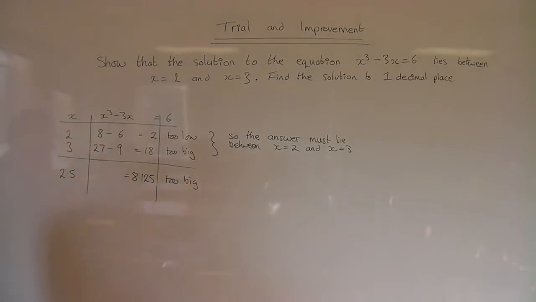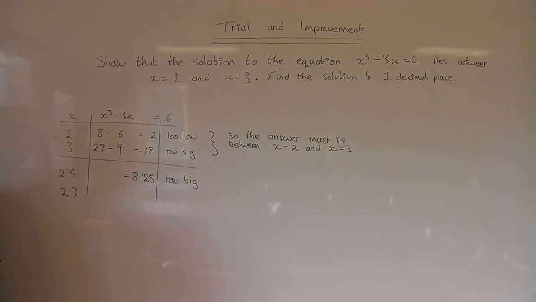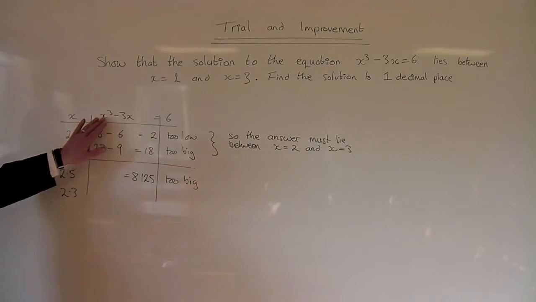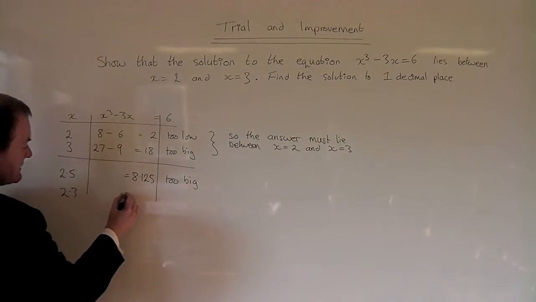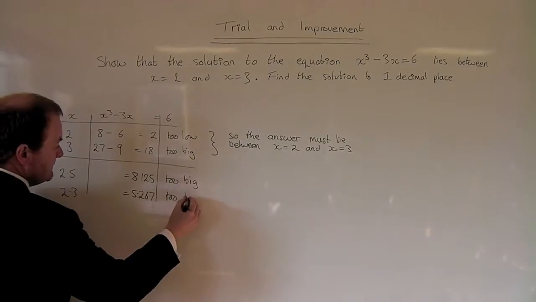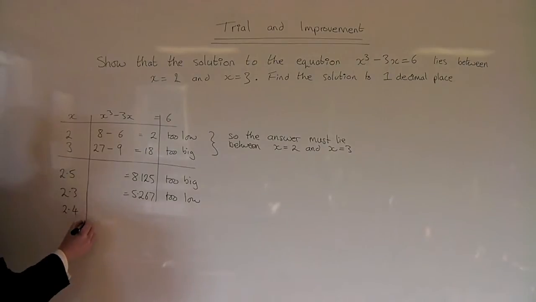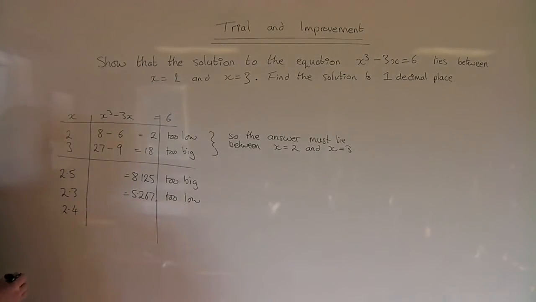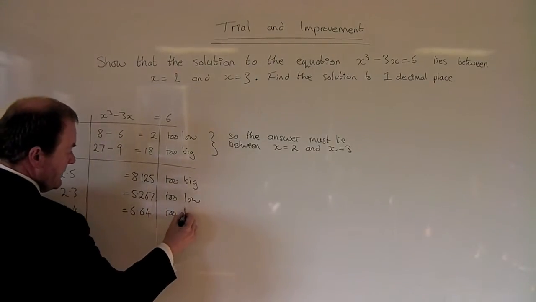We can do 2.4. We'll come down to 2.3, I think. So if x equals 2.3, if we substituted in 2.3, we cubed it, and then we took away 3 lots of x, and our answer would be 5.267. So now I've come down too low. So we'll go in between those. We will do 2.4. So let's substitute in x equals 2.4, and then the answer will be 6.624. So now my value is too high again.